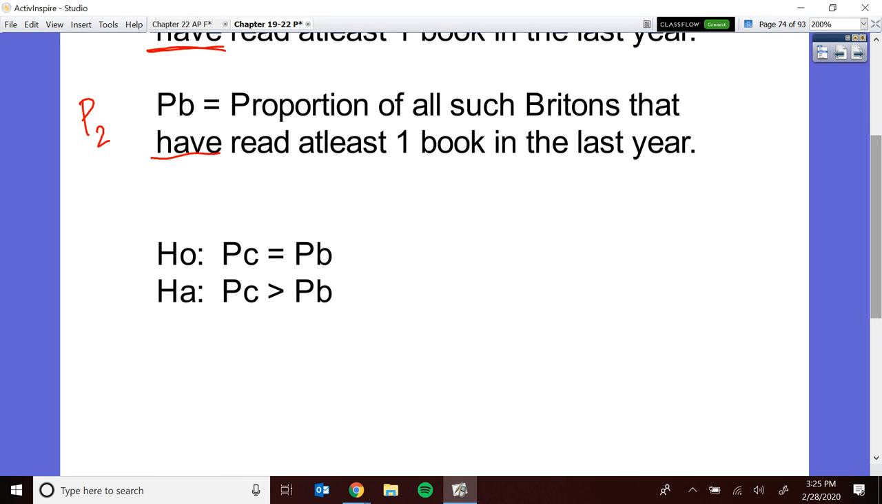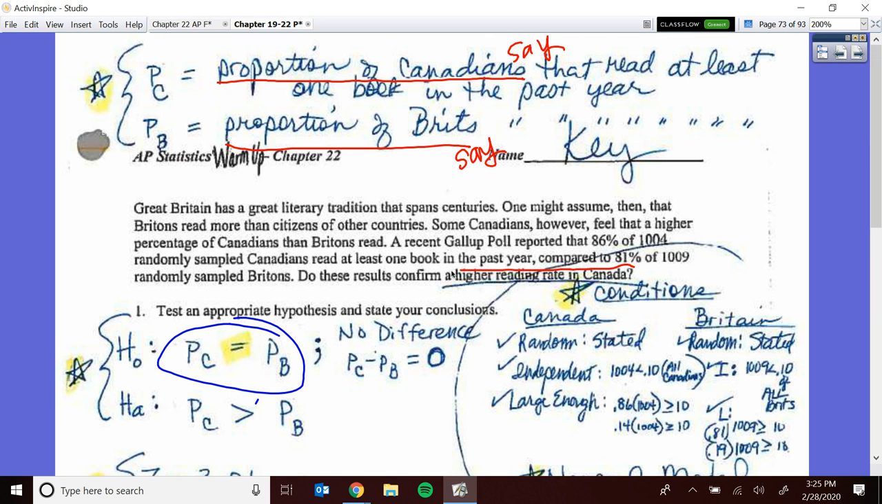The hypotheses are that they are equal. The question wondered, is the proportion of Canadians higher than the proportion of Brits? Now, right here, it says, do these results confirm a higher reading rate in Canada? So however you wrote your things, you need to say the alternative is higher for Canada.